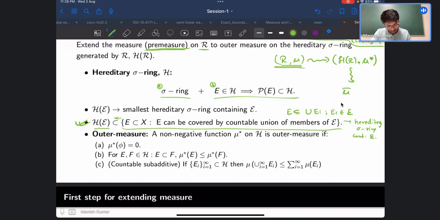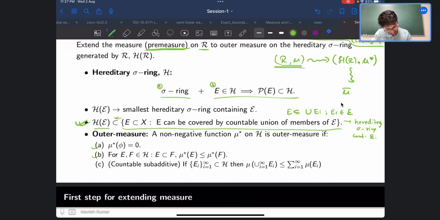Now how do we define this outer measure? A non-negative function mu star, and in fact the range will be the extended real numbers, that is, it can take the value infinity as well. It is called an outer measure if mu star of phi is 0, and if E, F belong to H with E contained in F, then mu star of E should be less than or equal to mu star of F. So this is the monotone property.